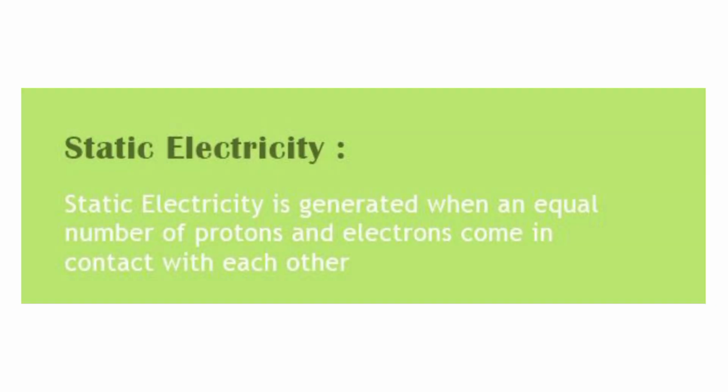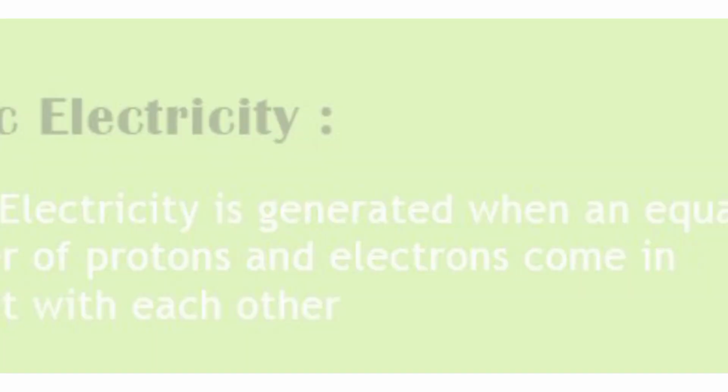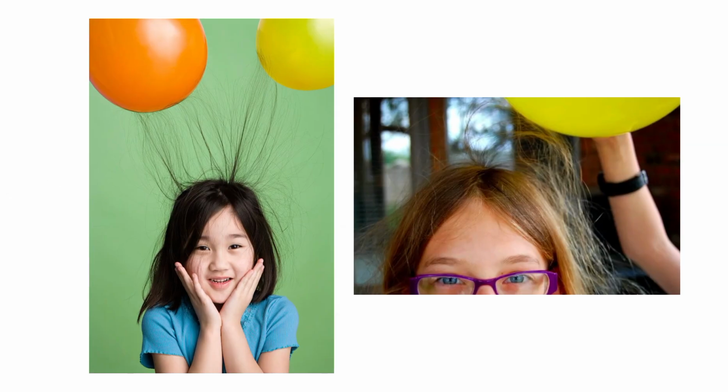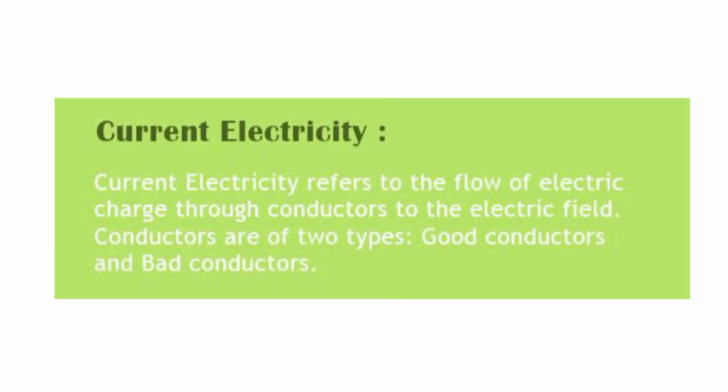First of all, let's see what static electricity is. The electricity that builds up on objects and doesn't flow is called static electricity. For example, the electricity produced by rubbing a balloon on hair is known as static electricity.